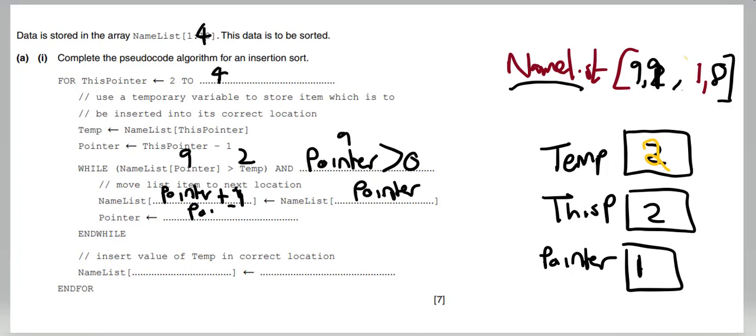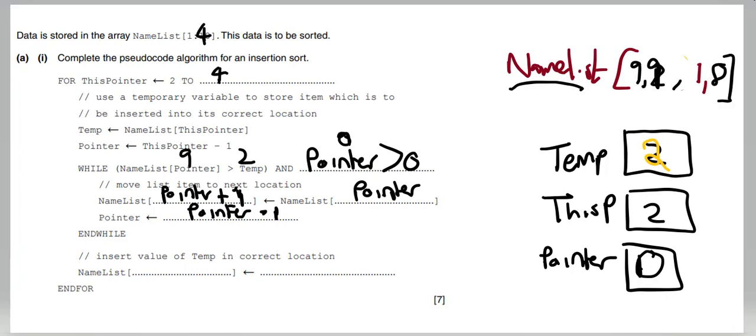We're then going to do pointer minus 1. That's going to affect this, which is going to become 0. Our pointer value is now 0. We're going to go back to the condition of the loop. Does this equal true? So nameList pointer 0, well, it's not pointing to anything, so this is false. And pointer is greater than 0. Well, we know that pointer is at the moment pointing to 0. Therefore, the loop breaks.